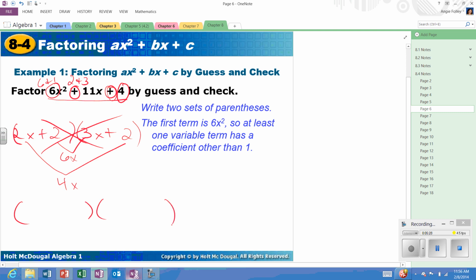So we can change one of two things. We can either pick different numbers out here, or we can pick different numbers out here. I would try picking one first. Don't try changing them both at the same time. So I'm going to keep the 2x and the 3x this time, and I'm going to do 4 and 1.